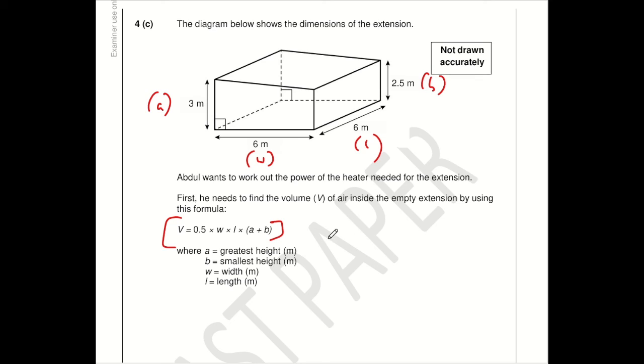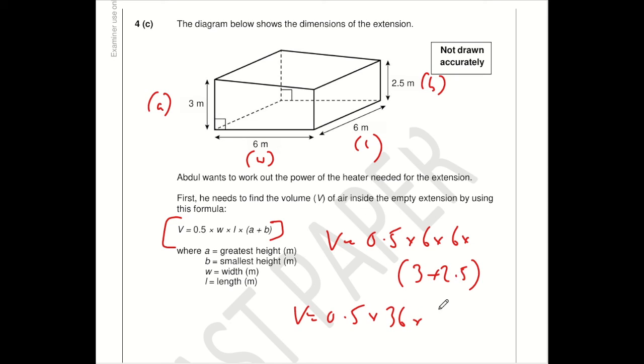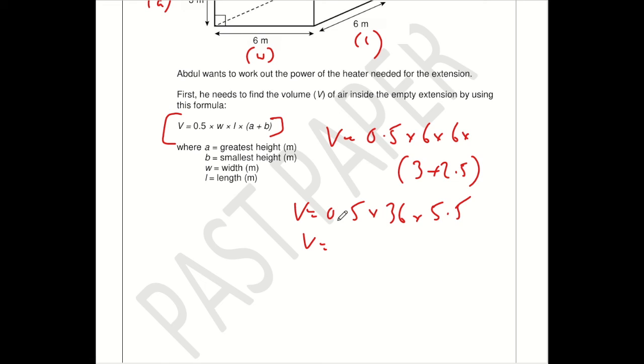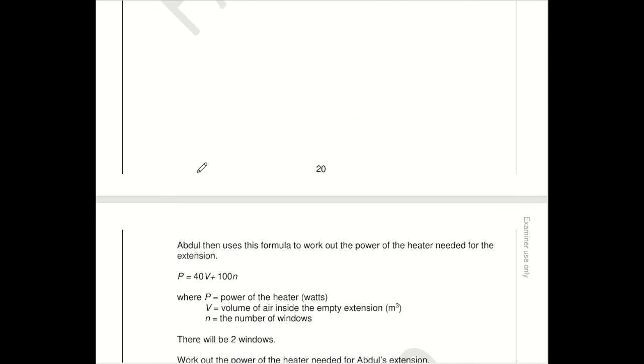So there we go. V is going to be 0.5 multiplied by 6 times 6 times A plus B, so 3 plus 2.5. So the volume is 0.5 times 36, since 6 sixes are 36, multiplied by 3 plus 2.5, which is 5.5. So therefore V comes to 99. Now I'm not actually sure what the question asked us to do really. We should have probably read ahead, but I'm sure working out what V is is very important.